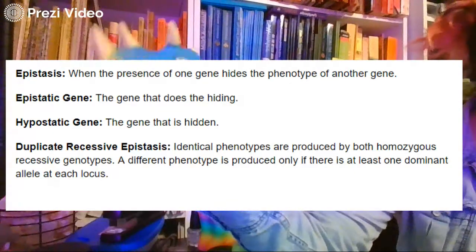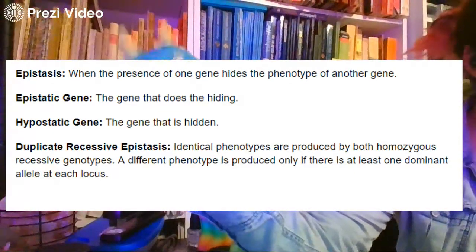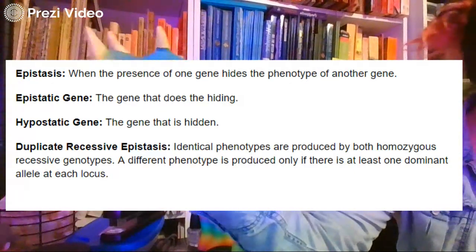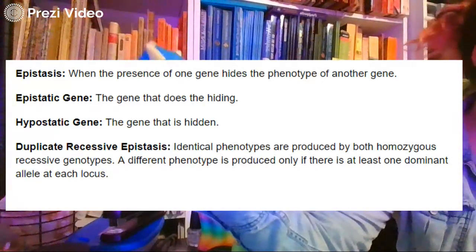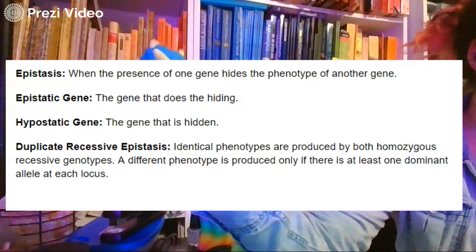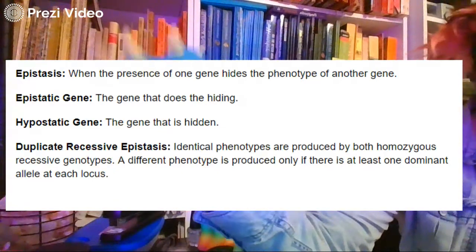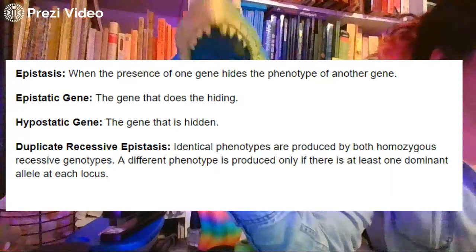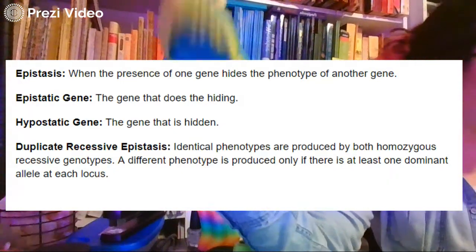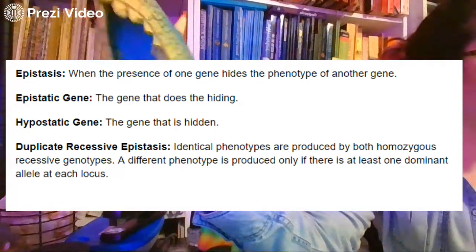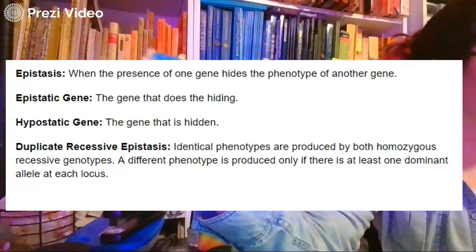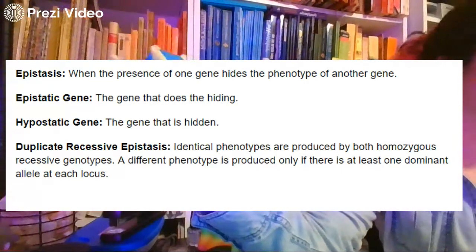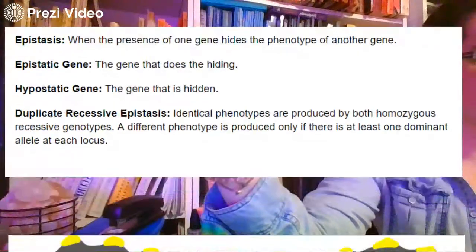Epistasis is when the presence of one gene hides the phenotype of another gene. An epistatic gene is the gene that does the hiding. A hypostatic gene is the gene that is hidden. Duplicate recessive epistasis is when identical phenotypes are produced by both homozygous recessive genotypes, and a different phenotype is produced if there is at least one dominant allele at each locus.